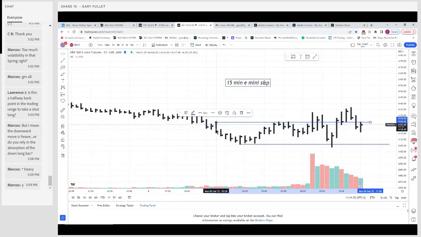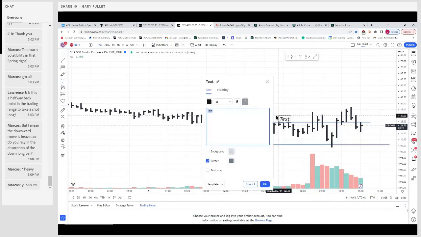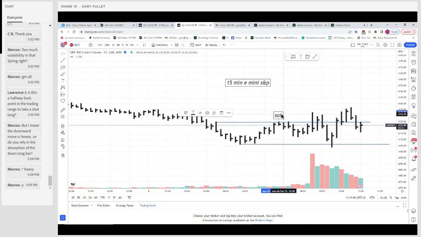The reaction to the markdown, and the market reacted back up. We have a shortening of the upward thrust. We're going to label it as SOT, the shortening of the upward thrust. And we want to see the reaction from there.